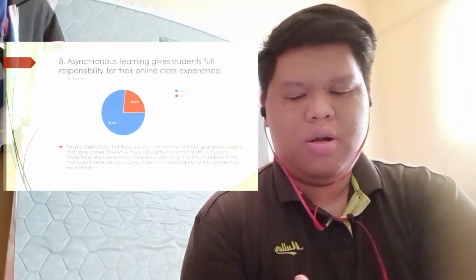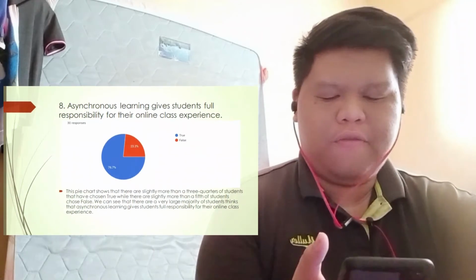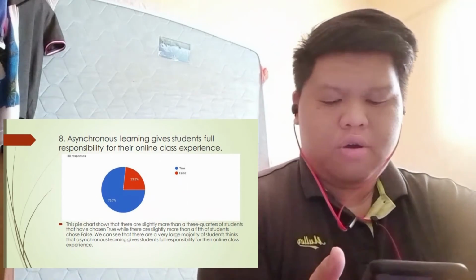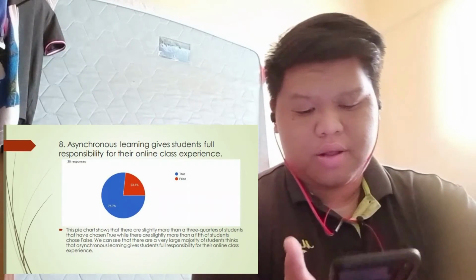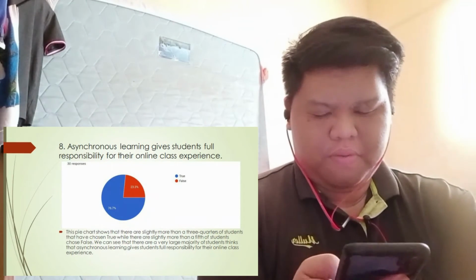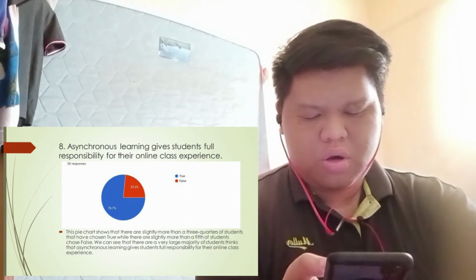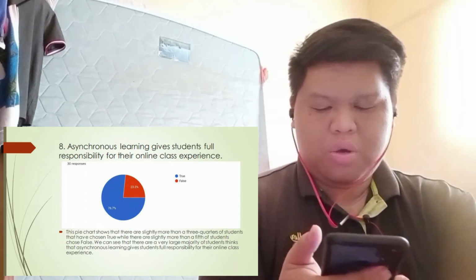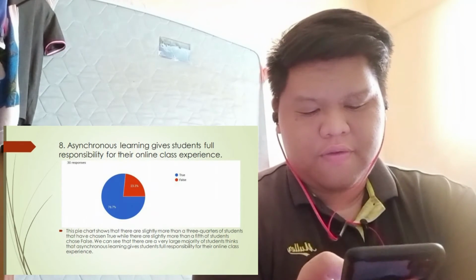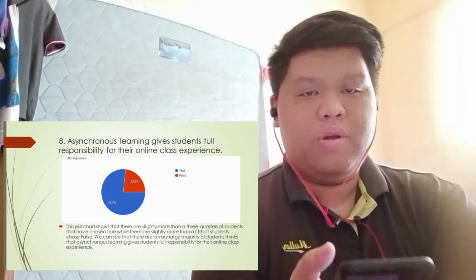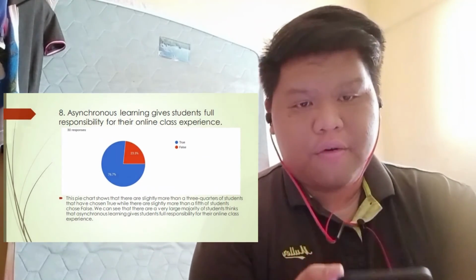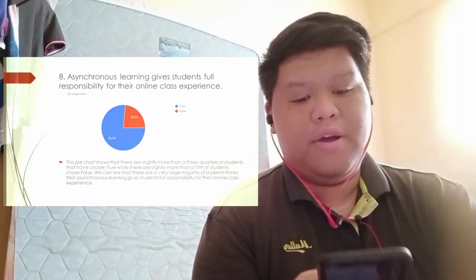Next, asynchronous learning gives students full responsibility for their online class experience. This pie chart shows that slightly more than three-quarters of students have chosen true, while slightly more than a fifth choose false. We can see that a very large majority of students think that asynchronous learning gives students full responsibility for their online class experience.